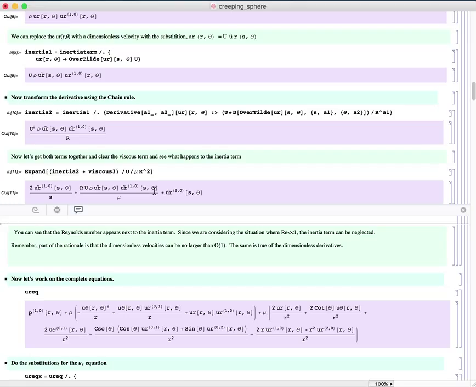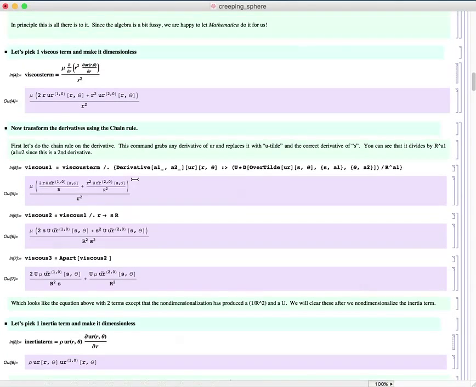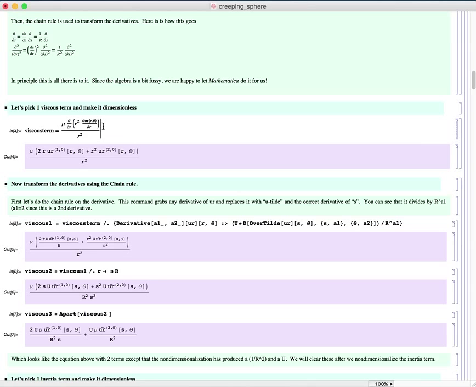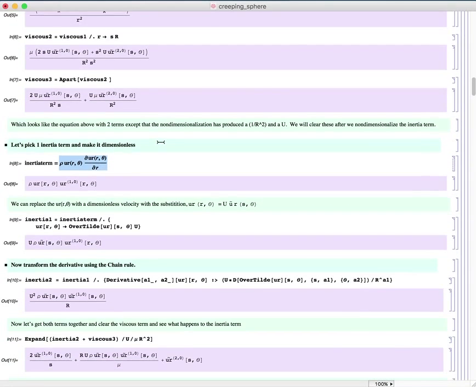If the Reynolds number were large, I would be keeping the inertia terms and not keeping the viscous terms. Ultimately, there's a problem with that, but we won't worry about it right now. But the problem we want to solve first is the case where the Reynolds number is very small. For small Reynolds number, we can ignore this inertia term. And so in these 3 easy steps, we took the dimensional viscous term and the dimensional inertia term, used substitution and the chain rule. Mathematica did all the work.